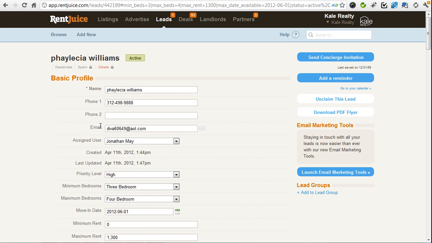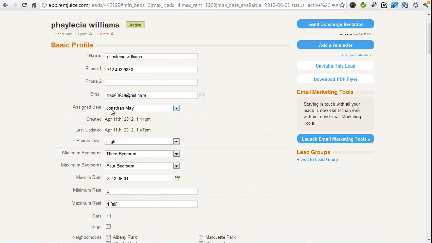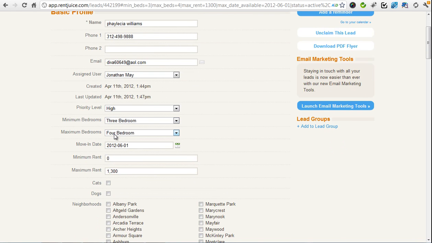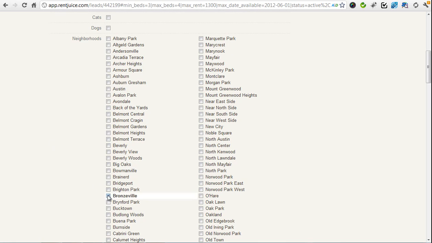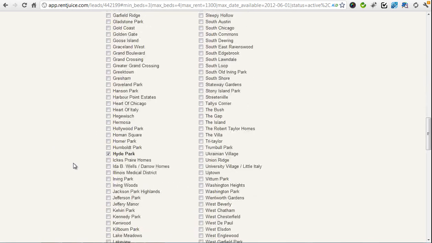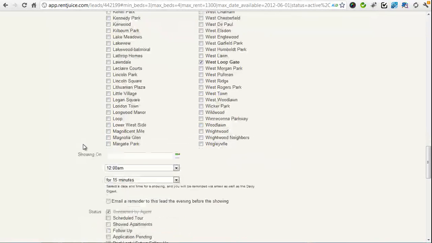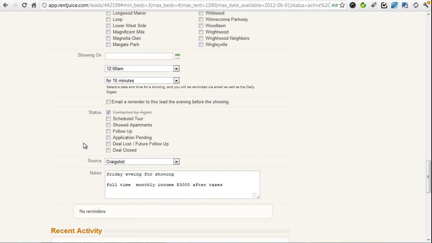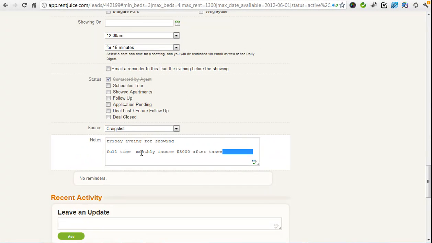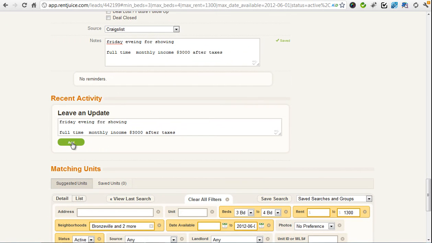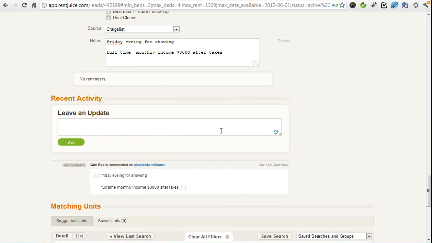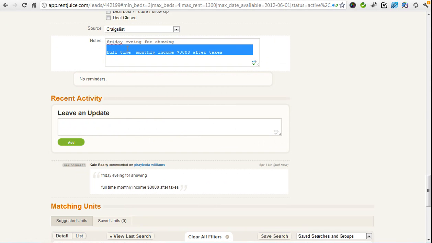Okay, so Felicia, phone number, email address. Obviously, we know this is already Jonathan's lead, but we know they're looking for 3 to 4 bedrooms, move in June 1. $1,300 is what they're looking to spend. Looks like they're interested in Bronzeville, as well as Hyde Park, West Loop Gate, and again, do not put your notes in the notes field. Put them in leave and update so that they can't actually get deleted. Okay, because I'm going to delete them right now, but I've added them down here.